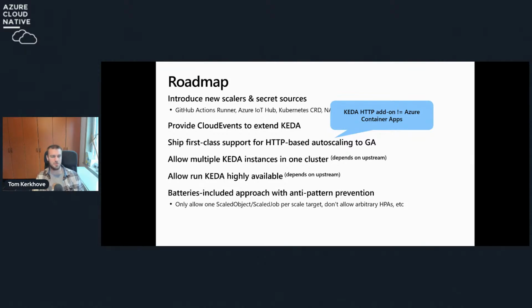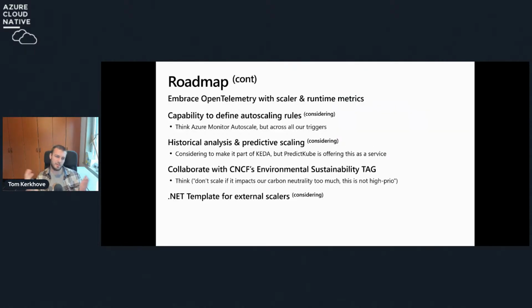So don't get confused. And then more things like we want to embrace OpenTelemetry, both for publishing our metrics, because we have Prometheus metrics, we also want to do that for OpenTelemetry, but also scale based on OpenTelemetry metrics. We want to give more control on the autoscaling rules, do predictive autoscaling, and we're also actively working with the environmental sustainability tag from the CNCF so that we can help you be better for the planet.